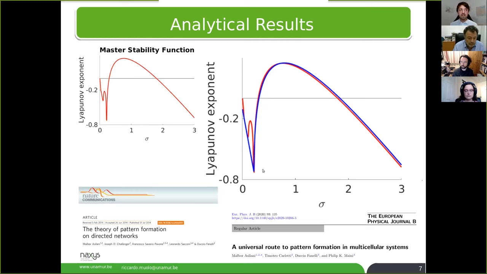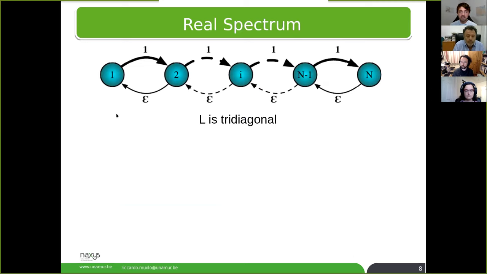Going back to the network, I said that a bidirected ring is not the best setting to study synchronization. So let us now remove two links, those connecting node N to node 1, obtaining then a bidirected chain. Again, epsilon can vary between 1 and 0, and when it's 1, the network is symmetric. But this kind of network has an adjacency matrix that is tridiagonal, and also the Laplacian, the diffusive coupling matrix, is tridiagonal. And tridiagonal matrices have real spectra. So even when the network is directed, asymmetric, we still have a real spectrum.